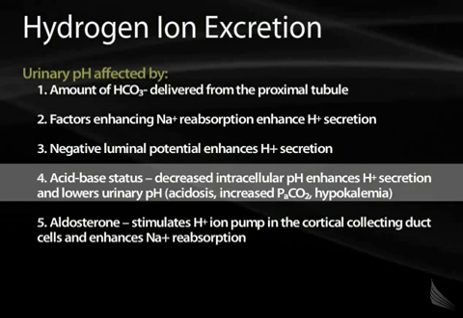The acid-base status of the body has an effect on hydrogen ion excretion. Decreased intracellular pH enhances hydrogen secretion and lowers urinary pH. This is a response to an acidosis, either a metabolic or respiratory type. Hypokalemia, as we previously mentioned, also decreases intracellular pH and enhances hydrogen ion secretion.